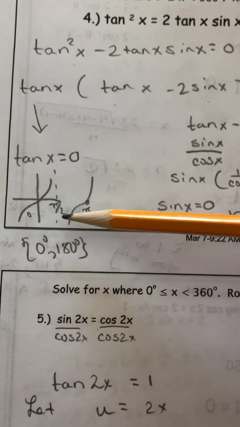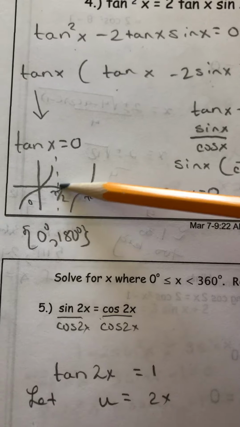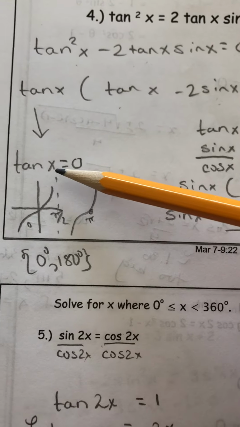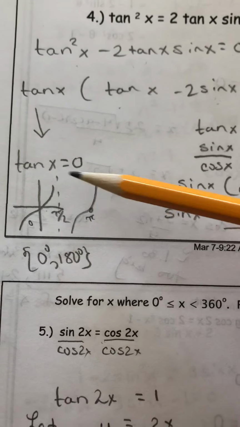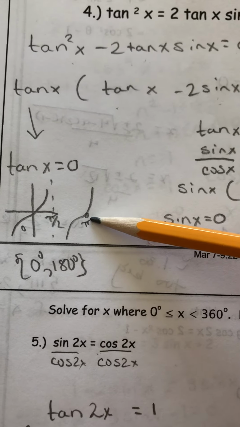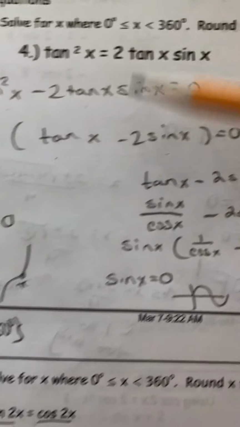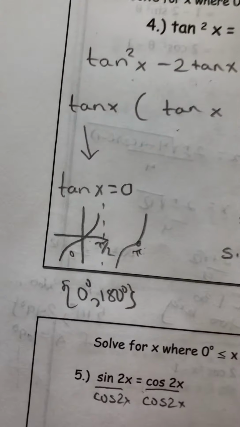This gives us a chance to think about our tangent curves. Remember, the odd 90 multiples are undefined. So what angle is tangent equal to 0? 0 degrees, 180, pi, 360, yes, if we were allowed to include it, which we weren't. So here are our first two answers.